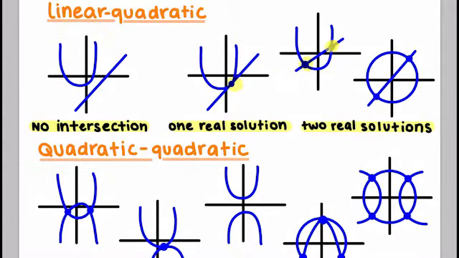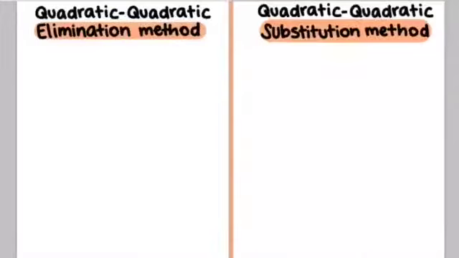Now we're going to solve a quadratic quadratic equation with the elimination method. So we have 9x squared plus y squared minus 90x plus 216 equals 0, and minus x squared plus y squared plus 16 equals 0. Here, I want to eliminate the y squared, so I'm going to multiply the second equation times minus 1.